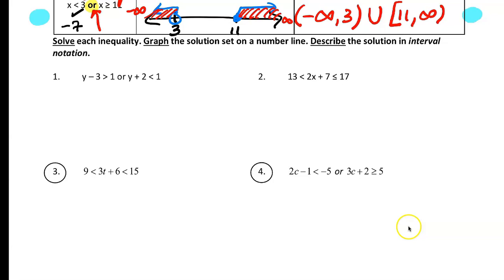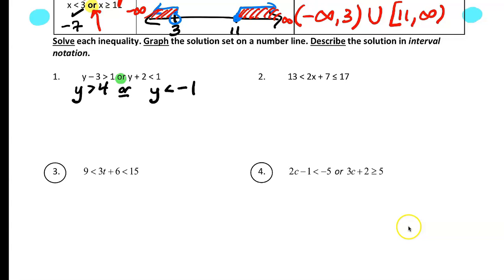So the directions say solve the inequality, graph the solution set on a number line, describe the solution in interval notation. So the first one we have an OR compound inequality. And the solving itself is pretty easy. We get y, we're going to add 3 to both sides. 3 plus 1 is 4. And then subtract 2 from both sides, we get y is less than 1 minus 2, which is negative 1.